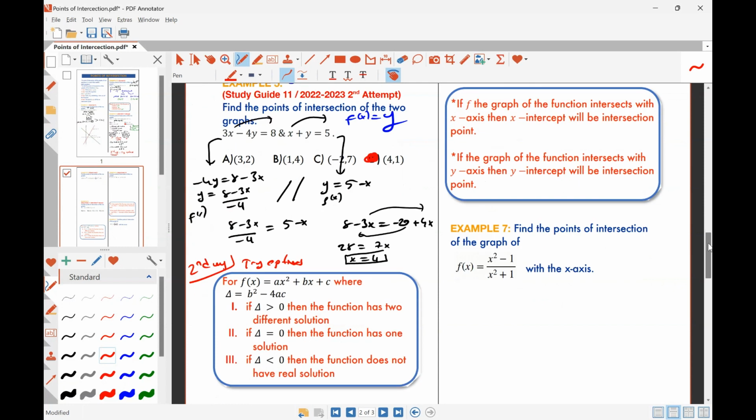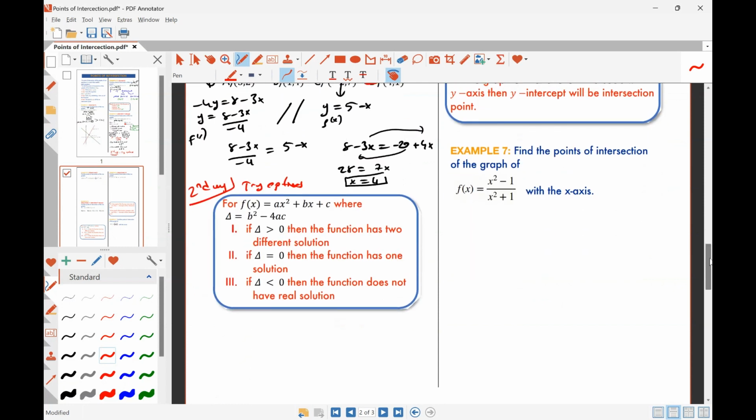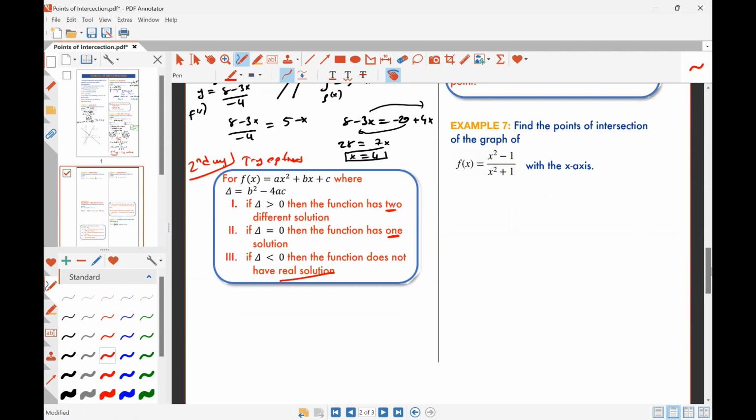Okay, let's keep going. For f of x equals ax squared plus bx plus c, there's a note written here. We are going to be talking about the discriminant. If b squared minus 4ac, the discriminant, is positive, then there are two different solutions. If the discriminant is 0, there is only one solution. If the discriminant is negative, then there is no real solution. So keep this in mind when you solve questions.